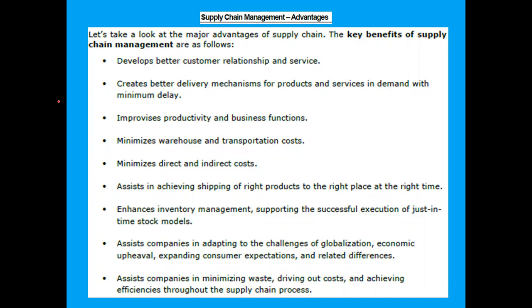So, some of the companies will not use the soap properly, kerchief properly. Okay, so these are the main advantages of supply chain management. Next point.